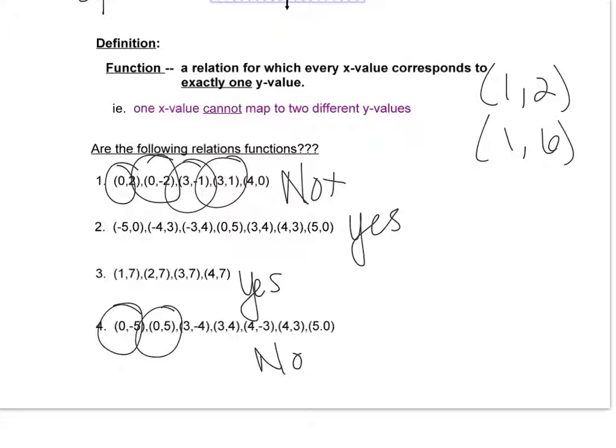The other way that you can check visually is to plot the points. So for example, for the yeses, if I were to plot these points, they don't ever line up vertically. So if I have (-5, 0), (-4, 3), (-3, 4), (0, 5), they're all in different spots. Whereas the ones that do not give you a function, you can literally draw a line vertically through them. So that's called the vertical line test, and if you can hit 2 points with the same line, that is not a function.